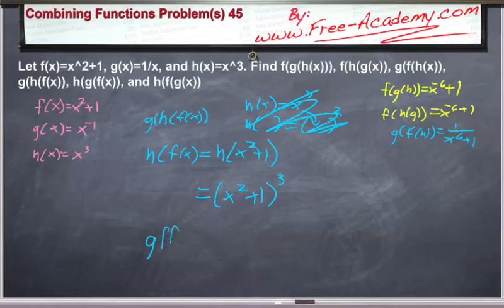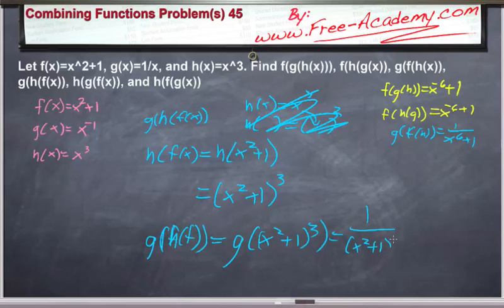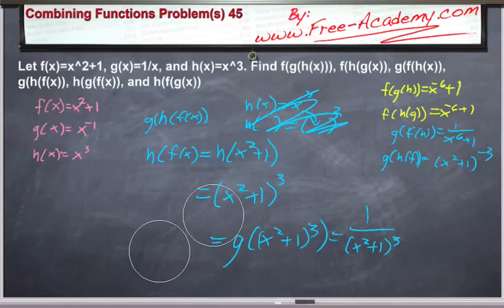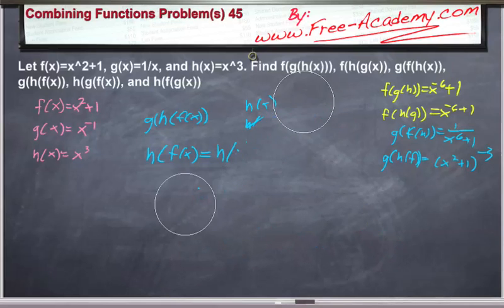So to find g of h of f of x is the same as finding g of x squared plus 1 raised to the third power, which is the same as 1 over x squared plus 1 to the third power. So g of h of f of x is equal to x squared plus 1 to the negative third power. And we're 2/3 through the problem already.